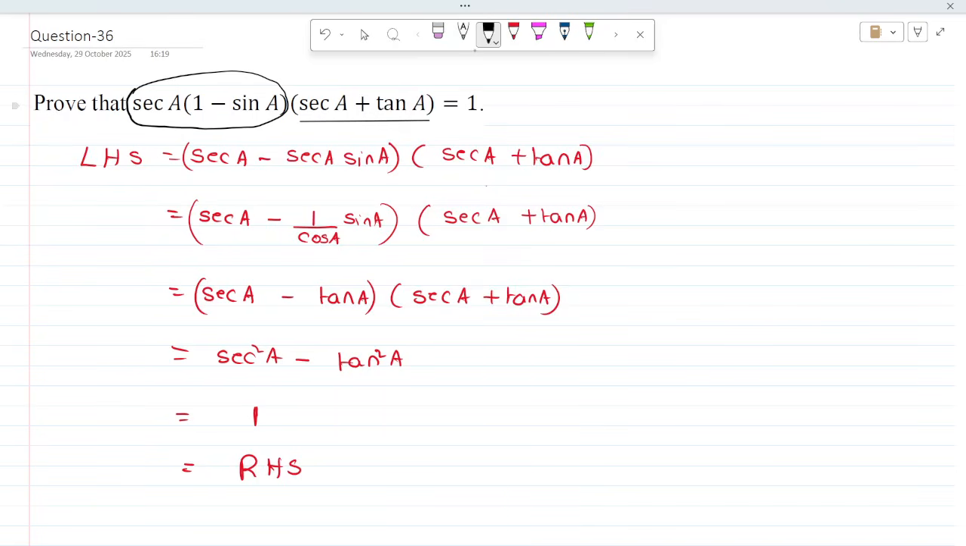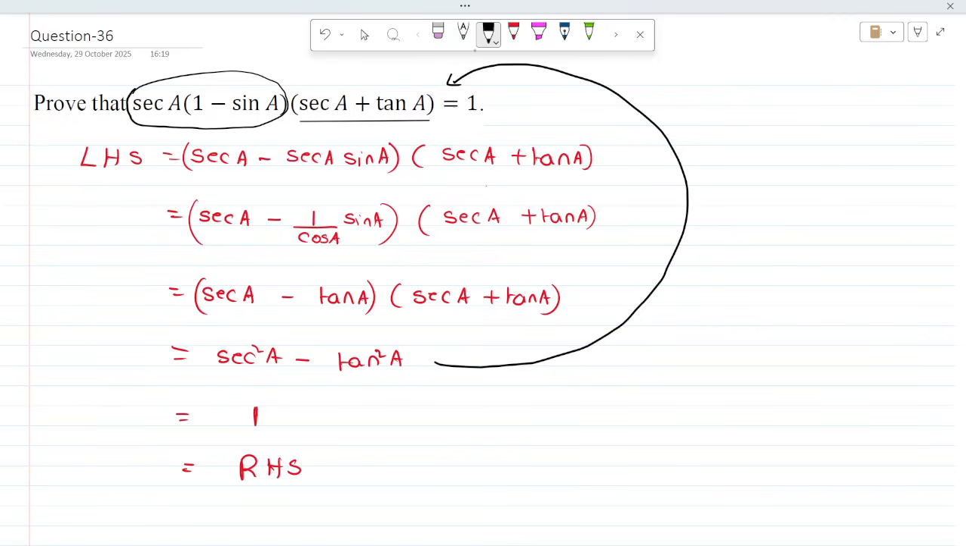How will it become secant A minus tan A? This already has secant A. When you multiply with 1, no issue. The other one, secant A into sin A, can be converted as tan A by using secant A as 1 by cos A. Like that your procedure should be. This last step I already predicted when I was in the first step. Do you understand?